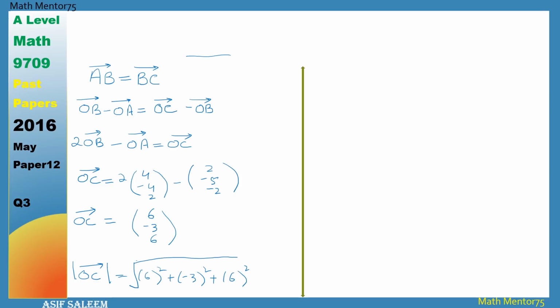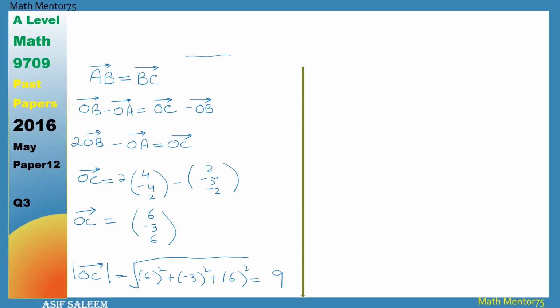This is the magnitude of OC. Simplify this: 36 plus 36 plus 9 would be 81, and the square root will be 9. So we have the OC vector and its length as well. Now we have to find the vector which is in the direction of OC and has a length of 1. What is the formula?